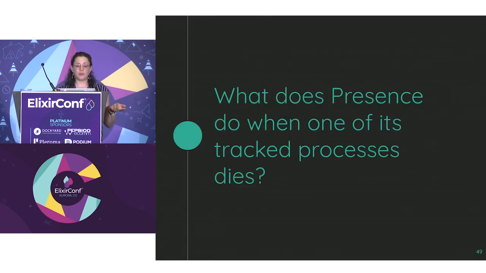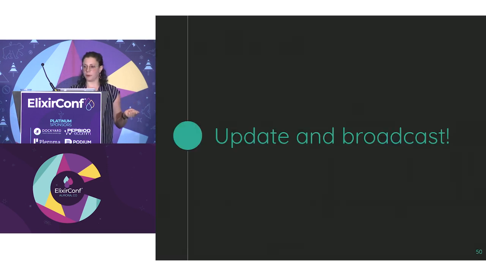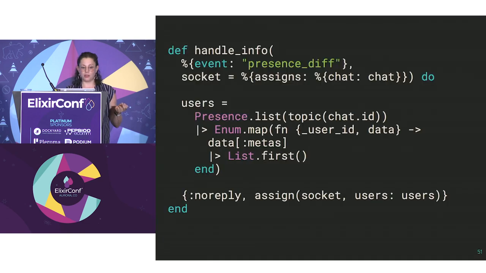And what does Presence do when one of its tracked processes dies? It will call the untrack/3 function under the hood. It will remove that tracked presence from its own state, and it will broadcast a Presence diff event, which our LiveViews already know how to handle by grabbing the most up-to-date list of users from Presence, which now will not include the person that just left, updating socket assigns, and causing the page to re-render. So we don't have to write a single additional line of code to support users leaving and having that list on the sidebar update in real time.